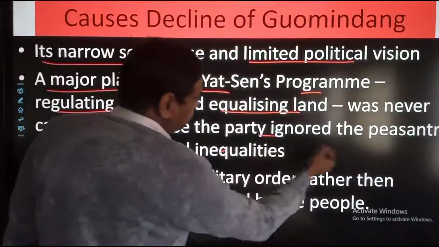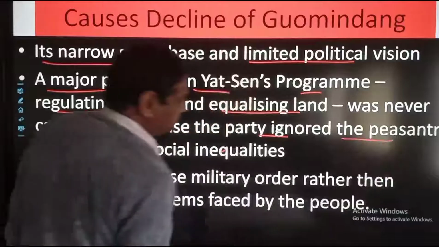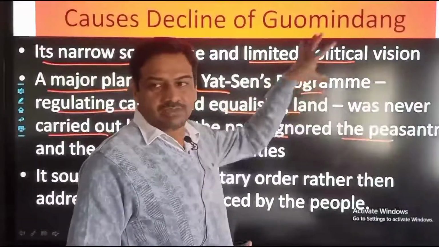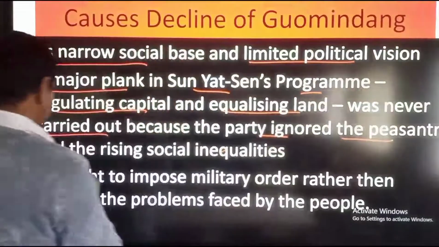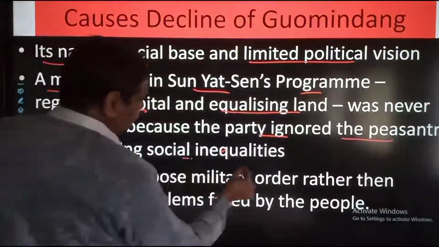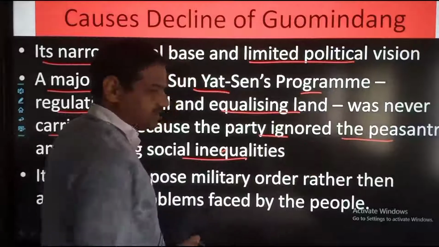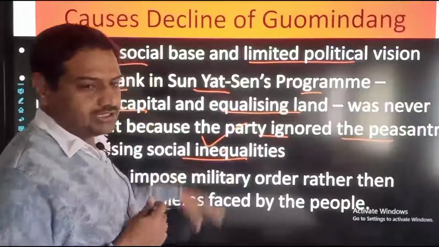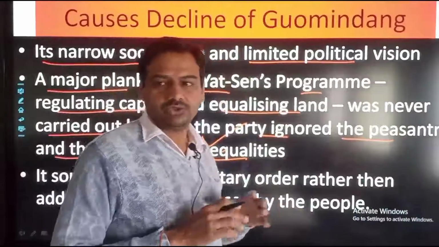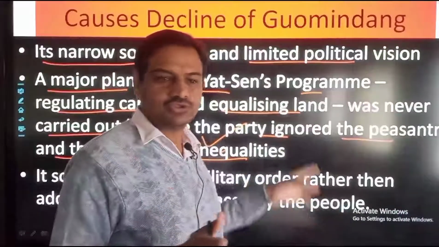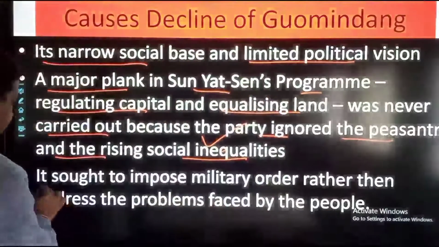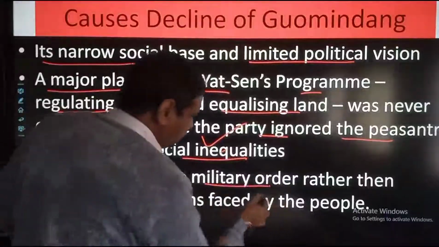It was not carried out because the party ignored the peasantry. The party ignored the peasantry because they were mainly pro-urban and focusing on the urban areas only. With rising social inequalities, the peasantry became very poor and there was a lot of inequality in China. But the philosophy of Sun Yat-sen was to remove the inequality, which was not carried out by this party. It sought to impose military order.